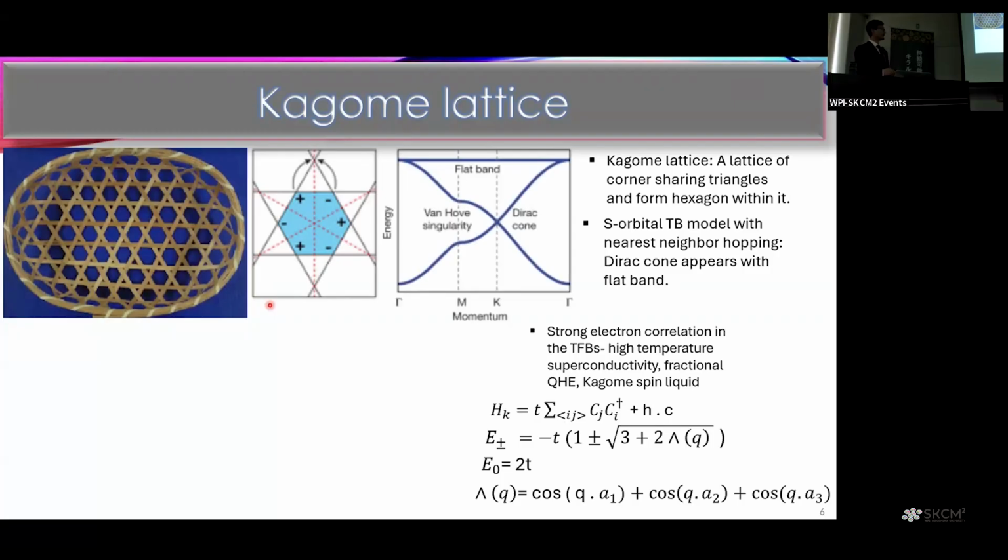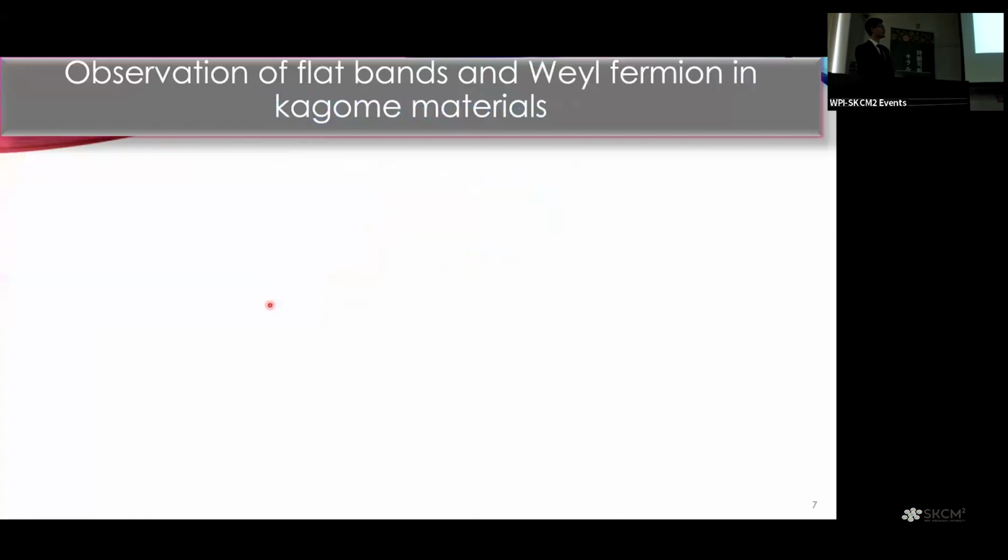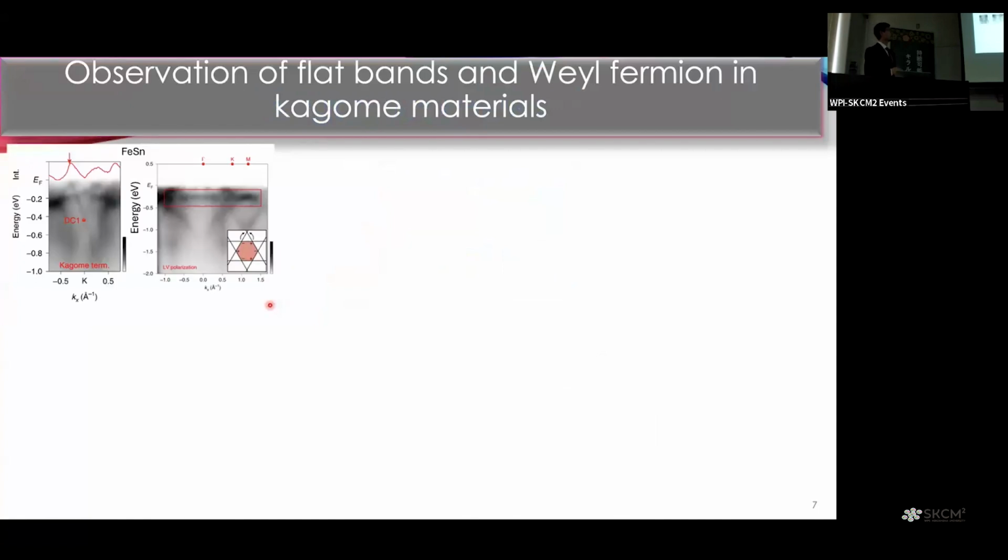So basically a Kagome lattice is a two-dimensional network of corner-sharing triangles. And because of the geometry of the lattice, you can have flat bands in its electronic band structure. If you write a simple s-orbital tight binding model, then you can actually find a flat band. But interestingly, not only the flat bands, you can also have Dirac cones in its electronic band structure, and you can also have a band of singularities. So you can see that now we can discuss various interesting properties of a material just from this lattice itself.